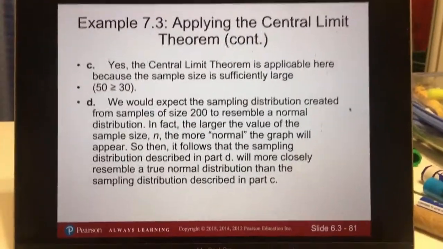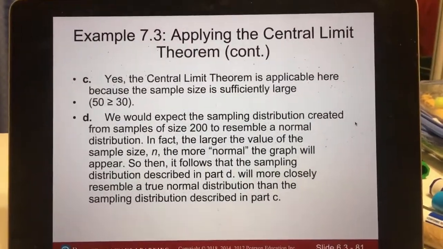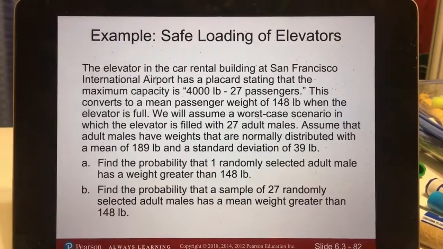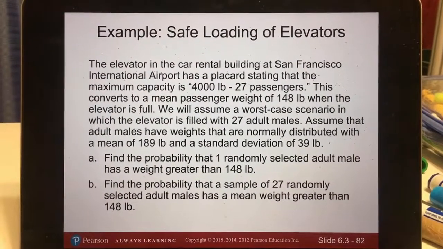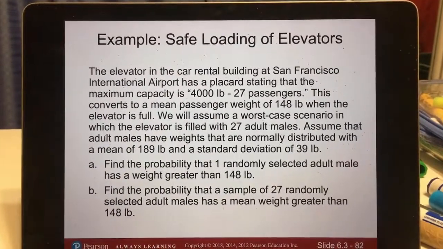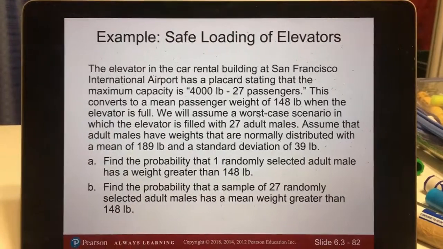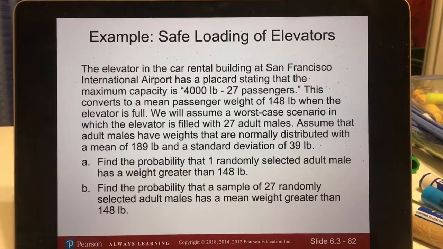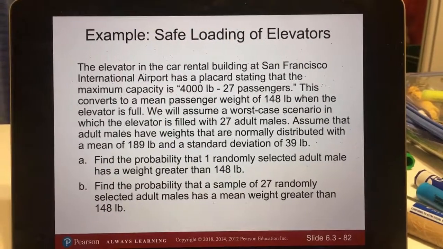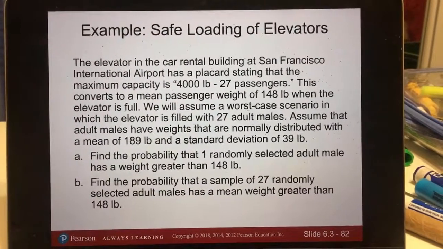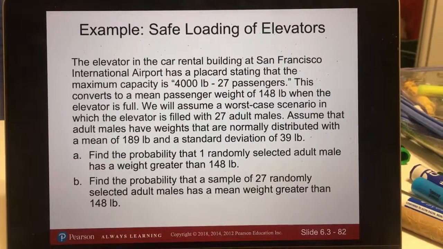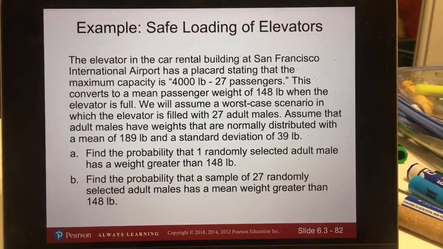And as you get a larger sample size, it also becomes more normal. All right, so here, this one is in your book. The elevator in the car rental building at San Francisco International Airport has a placard stating that the maximum capacity is 4,000 pounds or 27 passengers. This converts to a mean passenger weight of 148 pounds when the elevator is full.